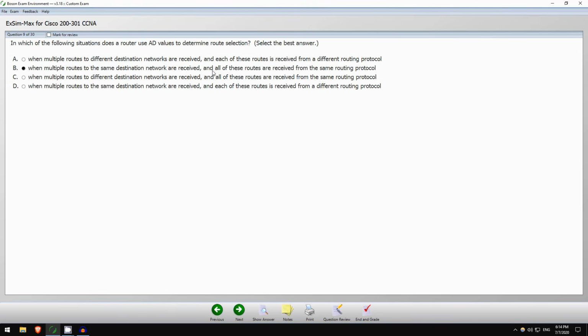However, all of the routes are from the same routing protocol, so the router won't use AD to determine which route, because they all have the same AD. Instead, it will use the metric value.